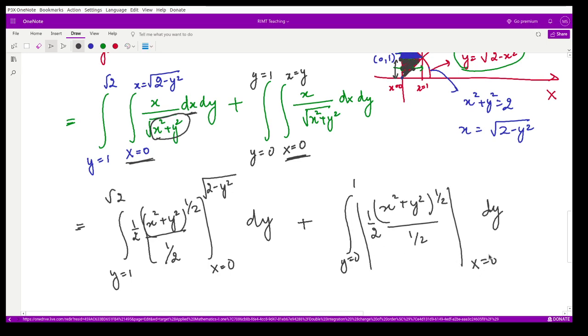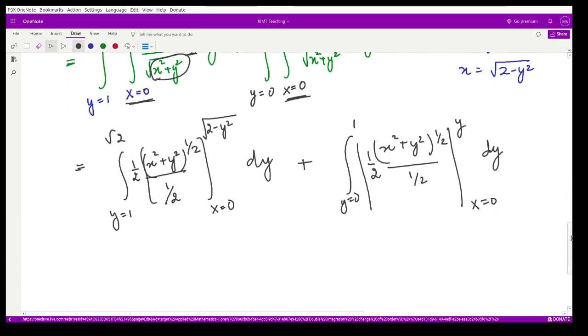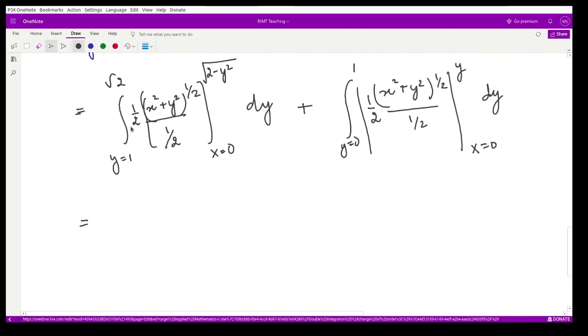So you can substitute the limits. Here x varies from 0 to y. So when you substitute the limits, in this case, this 1 by 2 cancels, this also cancels. So we have y from 1 to square root 2. So in this case, x square would be 2 minus y square, right? And y square would be as such.